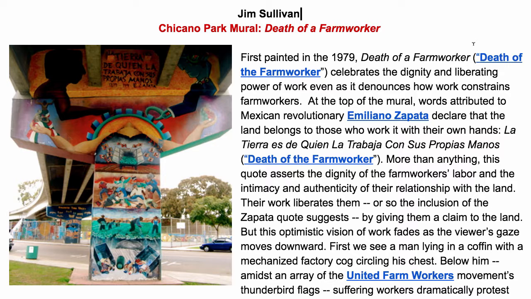And in the claim here, you can see that the sentence reads, first painted in 1979, Death of a Farm Worker celebrates the dignity and liberating power of work. So, positive about work as liberating. But then it goes on to say, even as it denounces how work constrains farm workers. In other words, it seems like this claim is saying in this mural, we see both aspects of the tension. We see both work as liberating and also work as constraining.